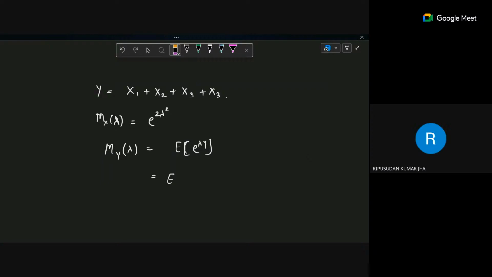Yes, ma'am. Okay. Then 4 into 4, 16. So for this X, your sigma square is 4, right? Because we just compared it with the normal. And the rest is IID, so we can write to the power 4, 4 into variance of X, that is 4 into 4, 16. Okay. That is also fine.